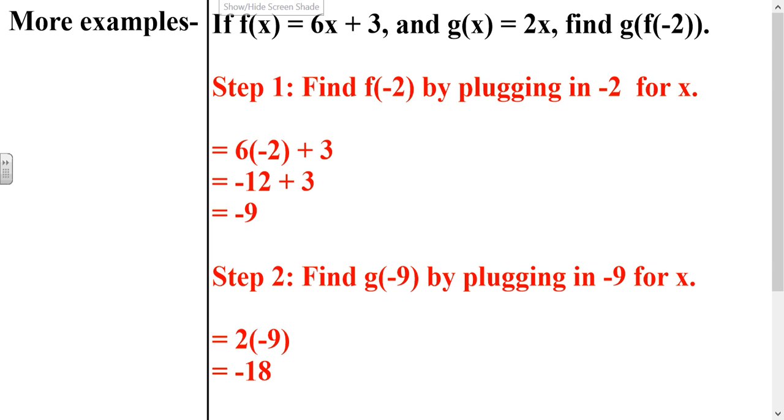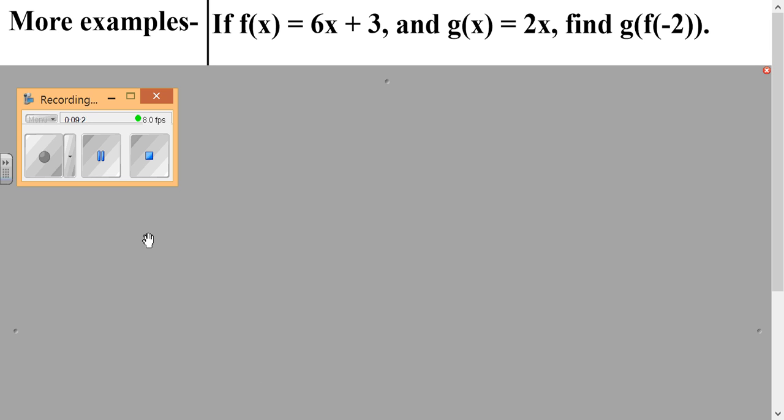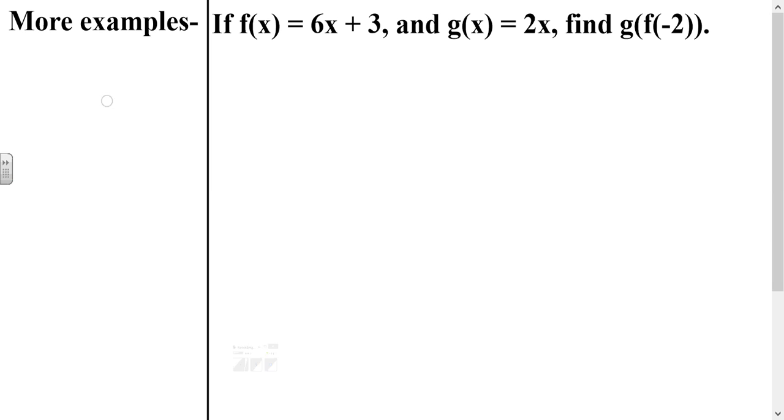Let's do a few more examples. Alright, so if I have f of x equals 6x plus 3, and g of x equals 2x, they want me to find g of f of negative 2. So this is a little bit different than what we just did on the last one. First, what I have to do is I have to find f of negative 2. Then once I get that answer, I'm going to plug it in to g.